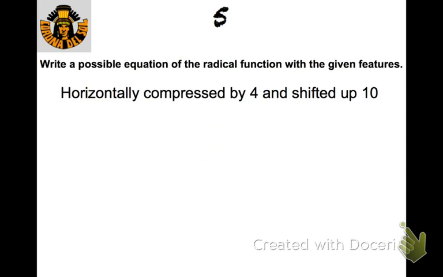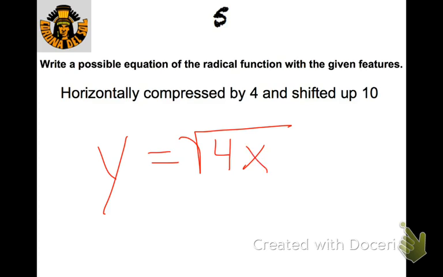Okay, now we're just writing an equation, a possible equation that has these characteristics. So we would say y equals, and it's been horizontally compressed by 4. So that means inside of the parentheses, it needs to have a 4, and then just right in front of that x. And then it's been shifted up 10, so then that would be outside of the radical, and then we just go plus 10.